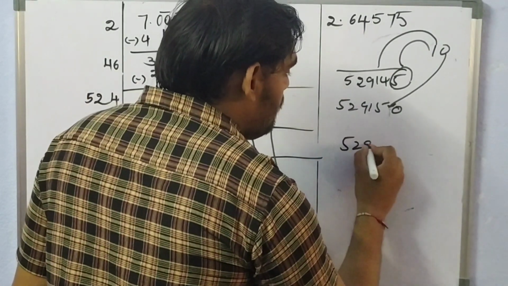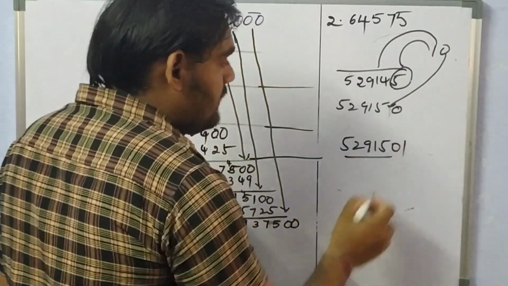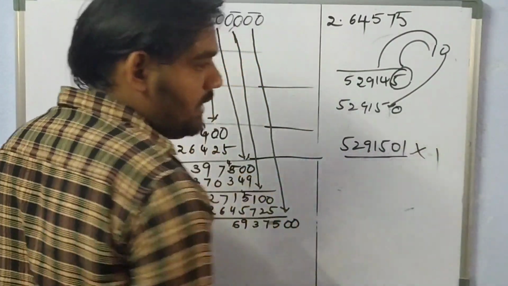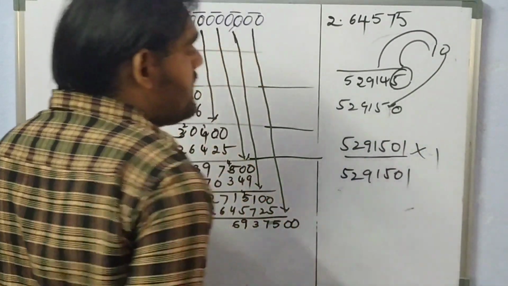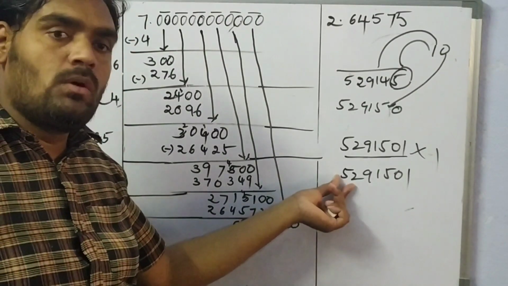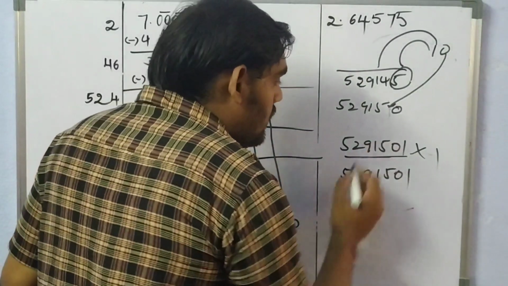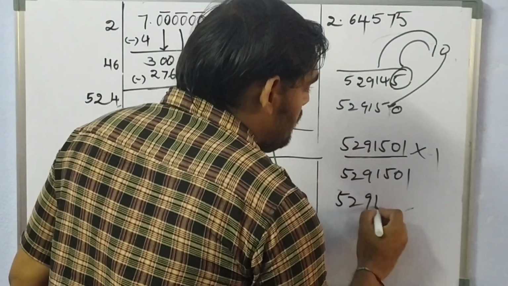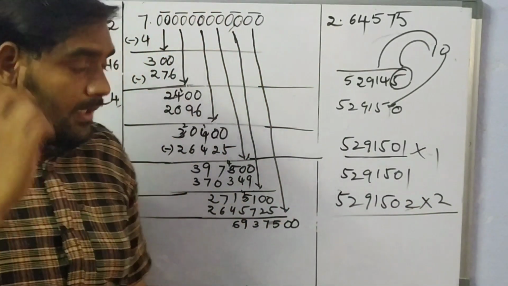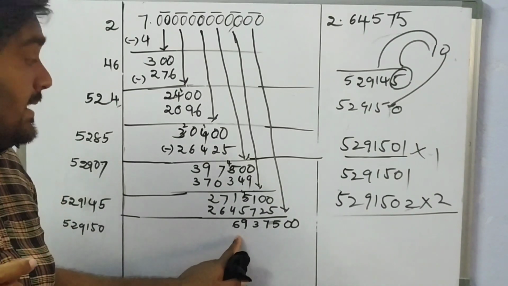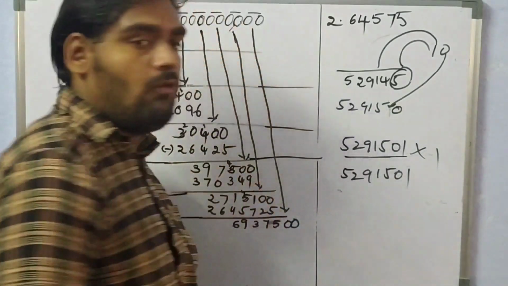So here 529150 we got. After this, if I write 1, this entire number I need to multiply with 1 only. So when I multiply with 1, it will become 5291501. See, this number is 52,91,501. If I take 2, 529150 into 2, this number is definitely more than 69,37,500. So we should not take 2, we must take 1 only.